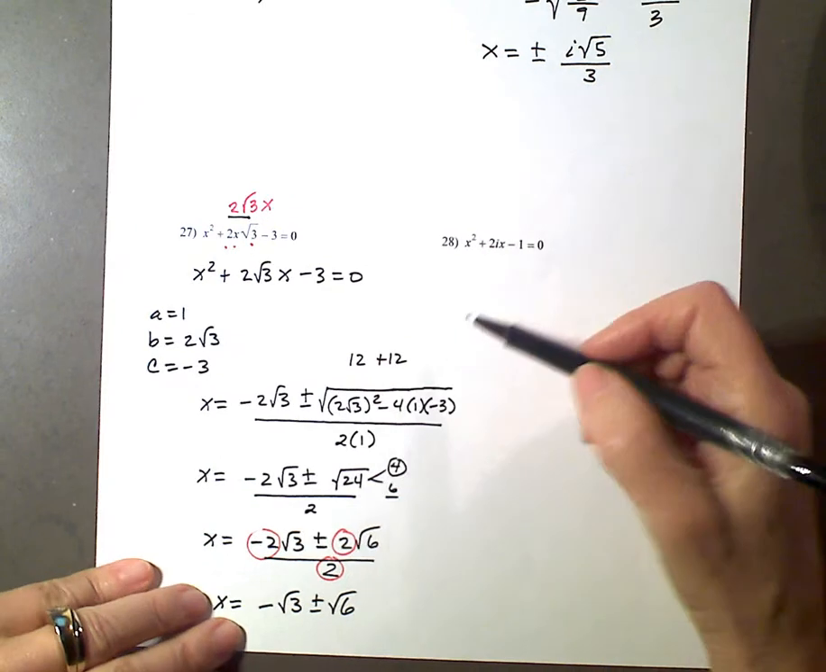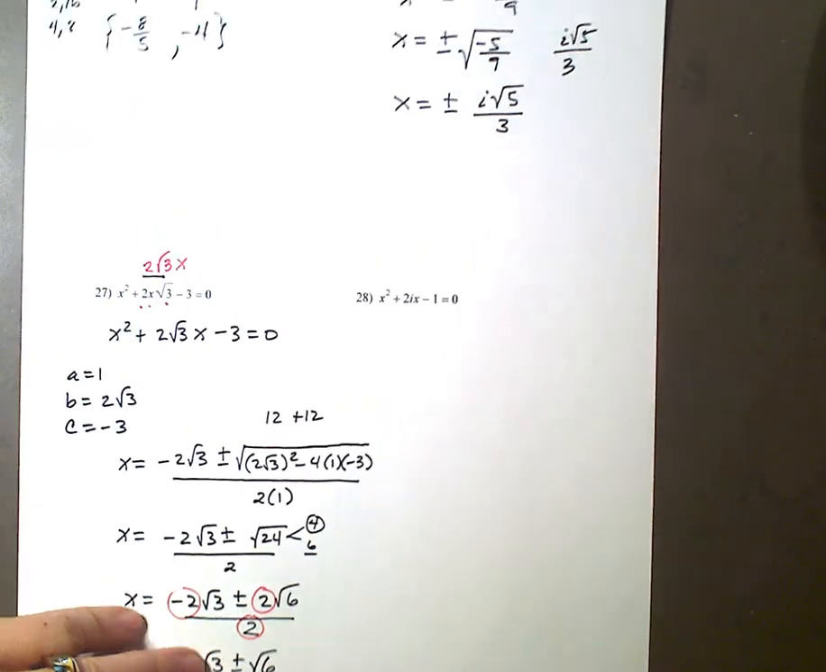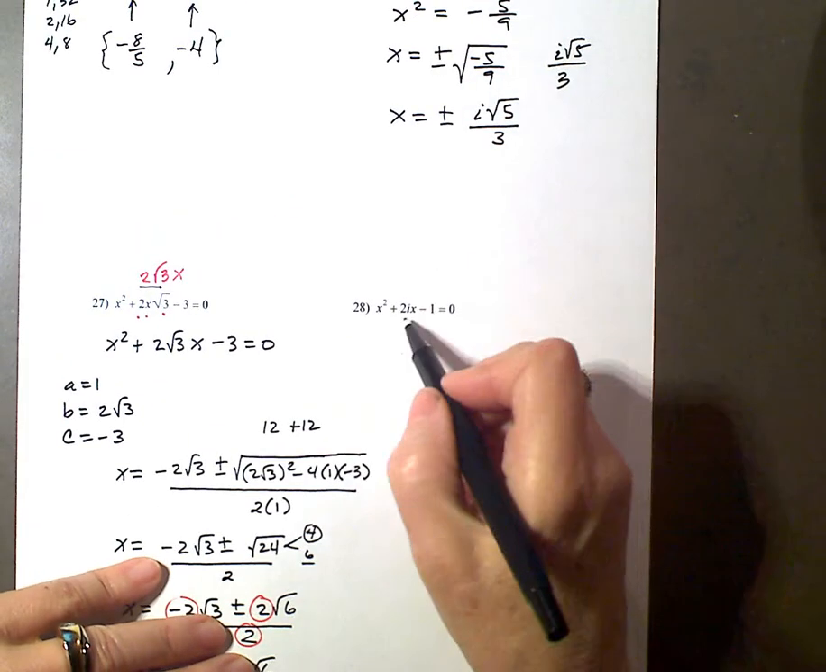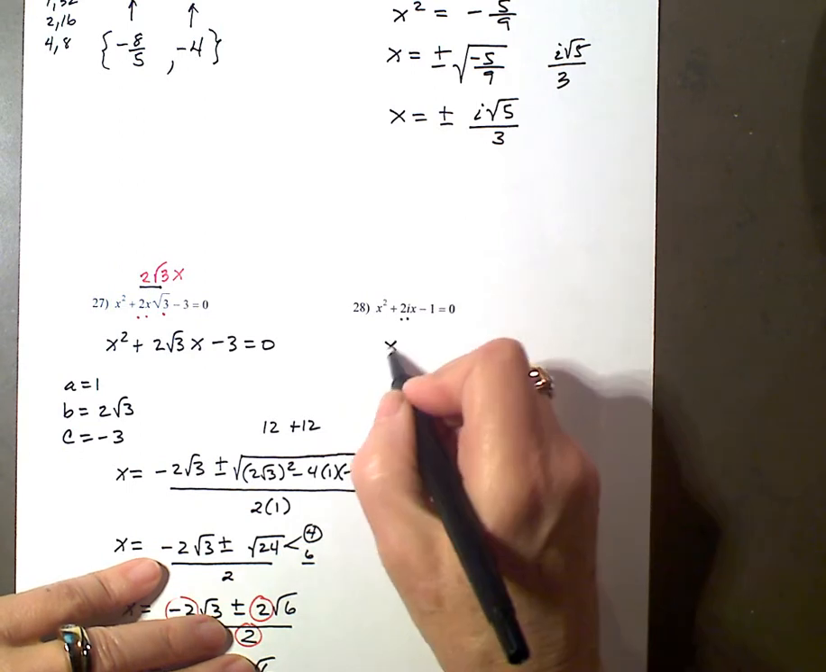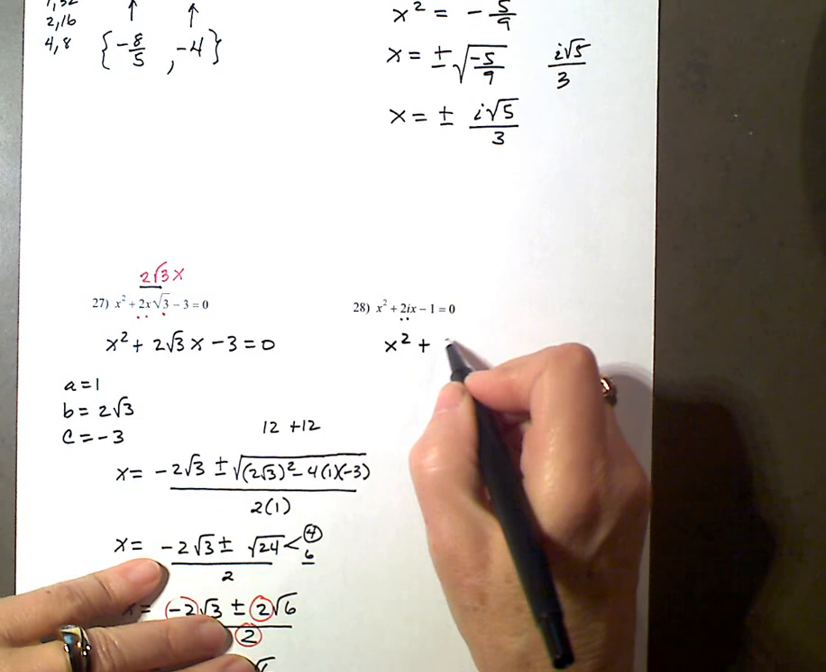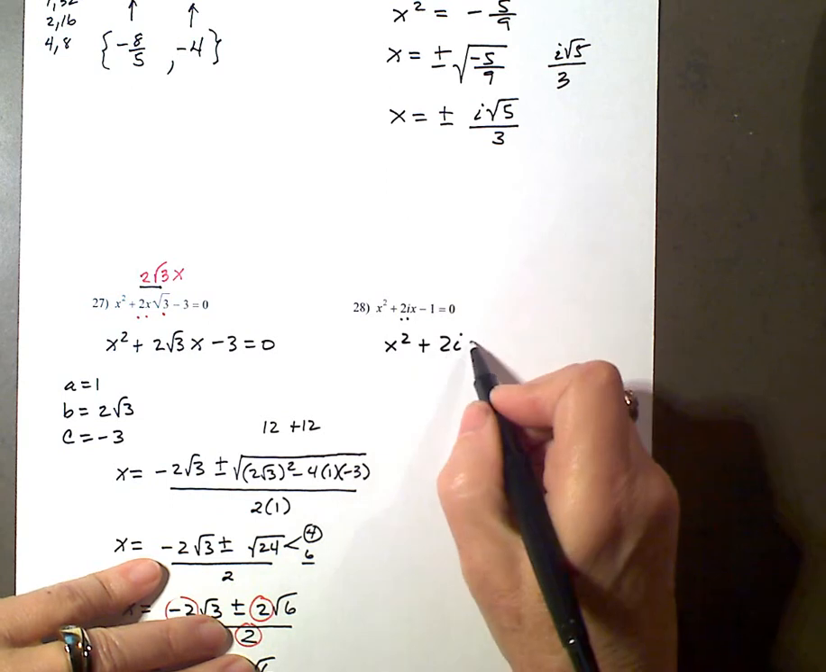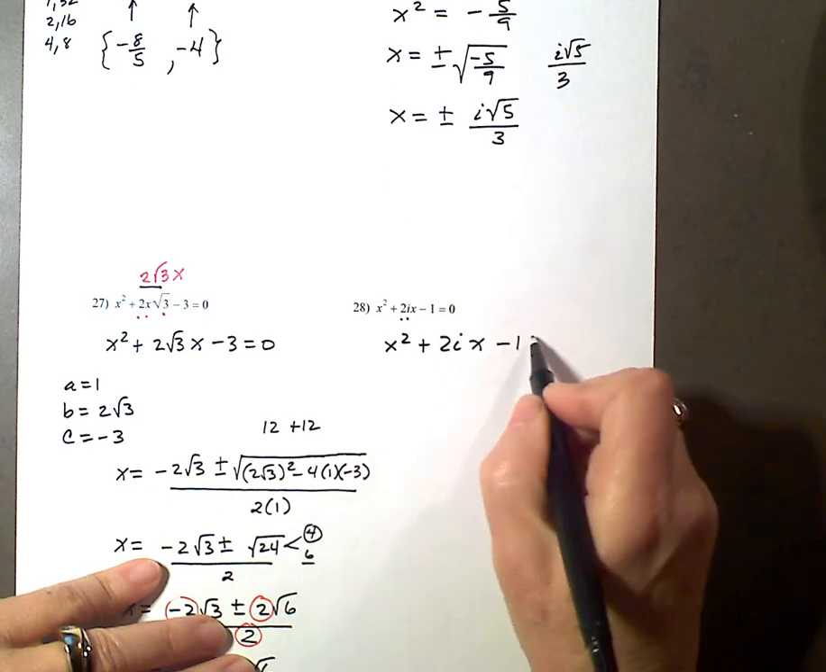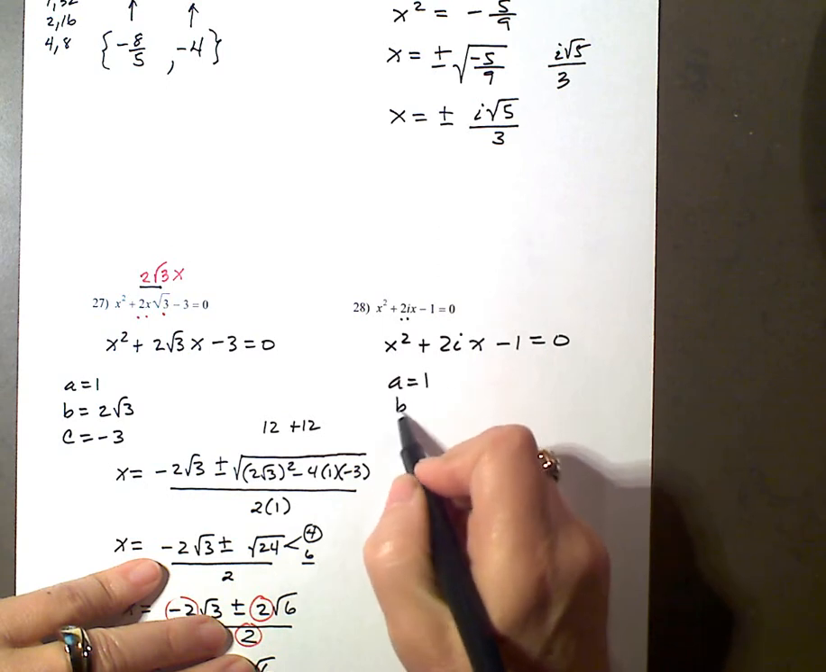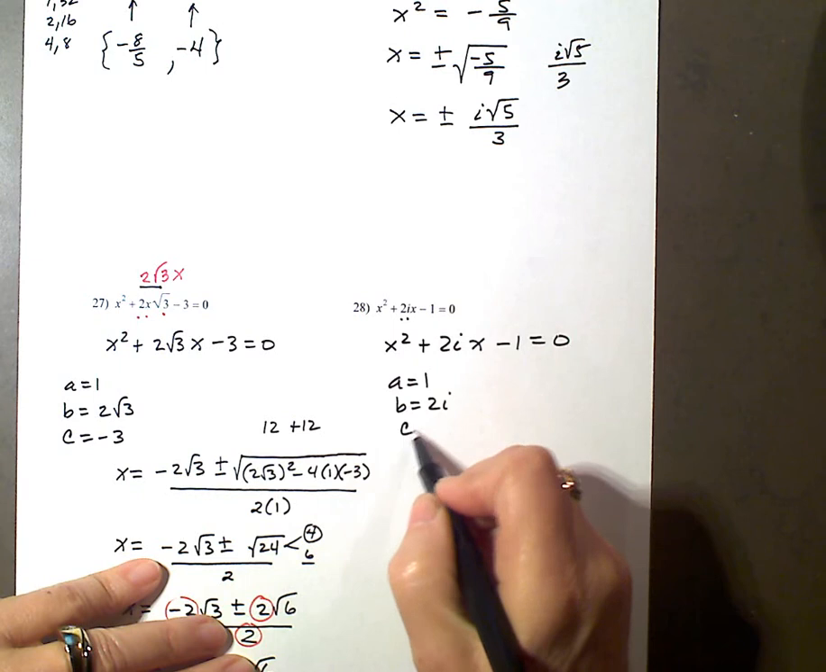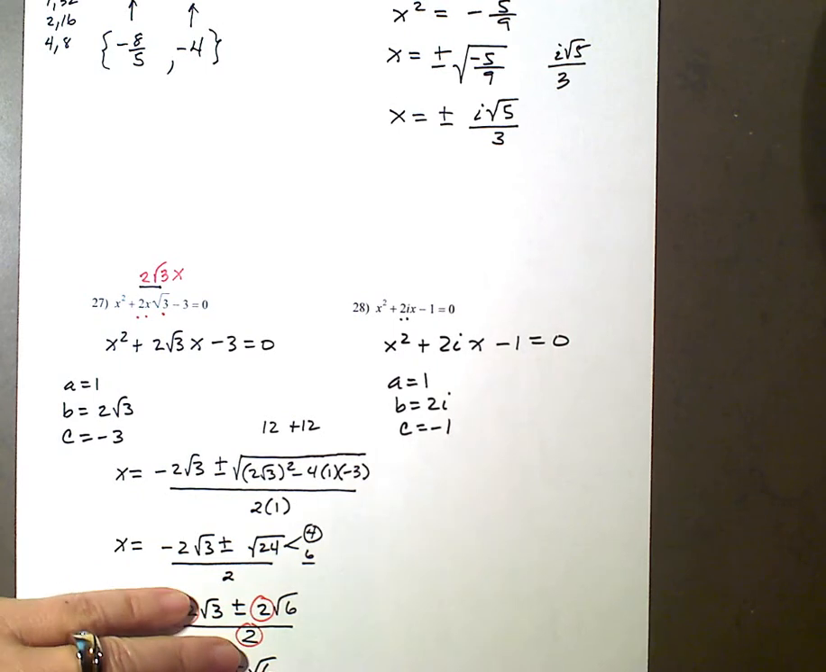Okay, last one, number 28. I see I have an i here. The 2i is actually the coefficient to the x. I'm going to recopy this. Plus 2i, that's like the b, times the linear x, minus 1 is 0. So a is 1, b is 2i, and c is negative 1, and I am using quadratic formula.